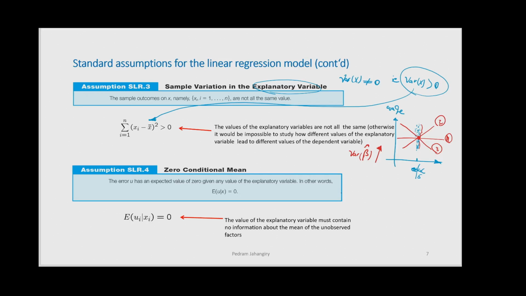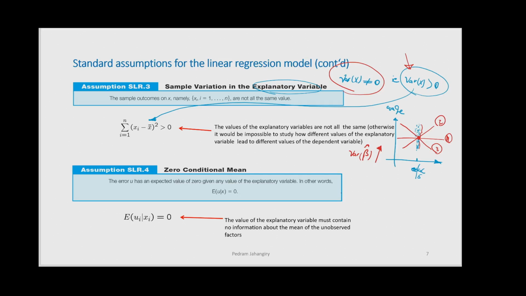If I use model number 3, it says, no, no, no, it's a negative relationship between education and wage. So we need to make sure that this variance is not equal to 0. We need to have some variation. It must be greater than 0. We need to have some variation in x, and with that, it's going to be a lot more clear for OLS to decide which is the best pick.